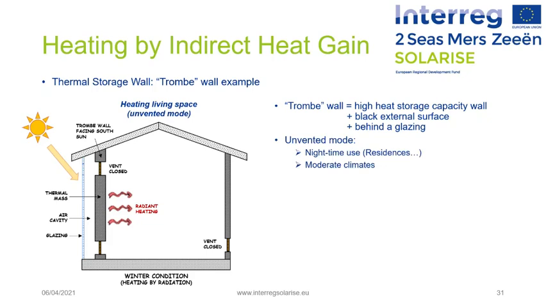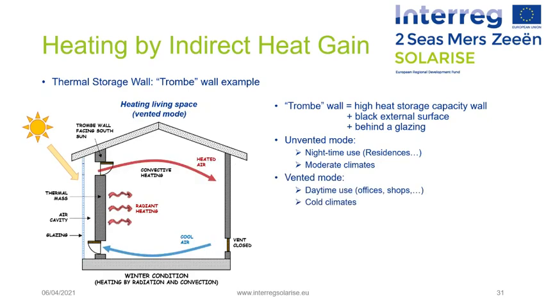The unvented mode: heat slowly migrates into the wall and radiates in the living space throughout the night if properly designed. This mode is more suitable for residence application and moderate climates. And the vented mode, where air in the space between the glazing and the walls gets warmed up and enters the living space through the open upper vents.